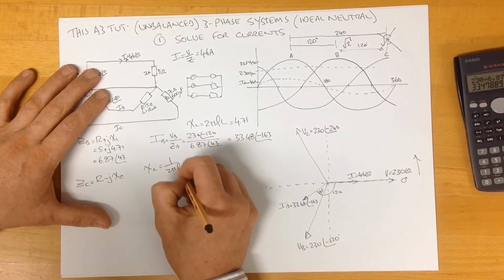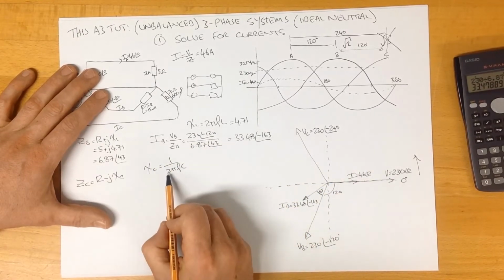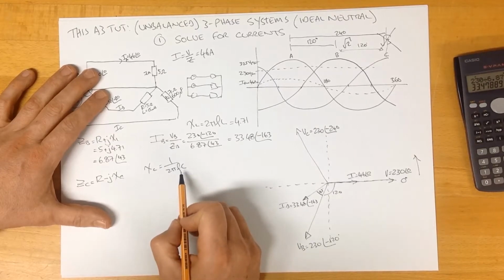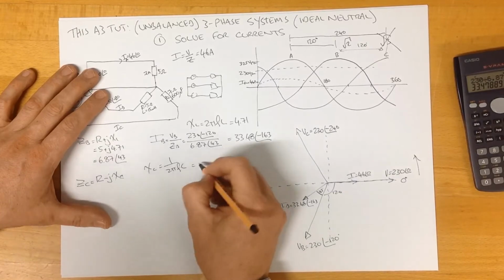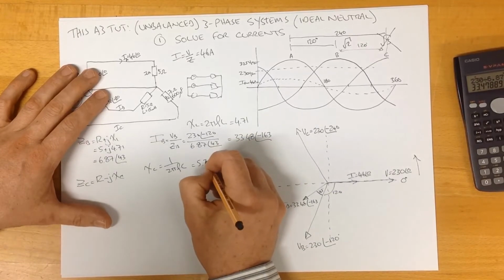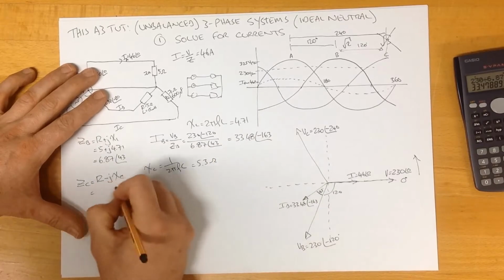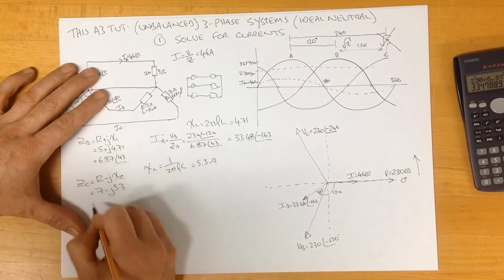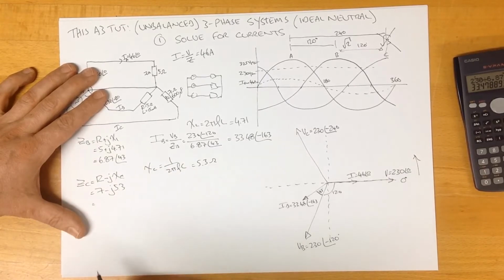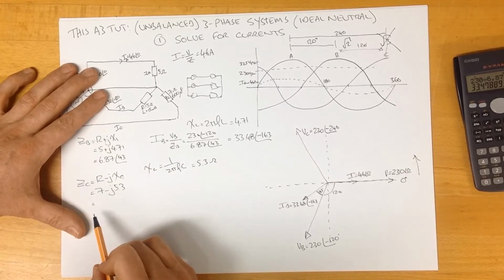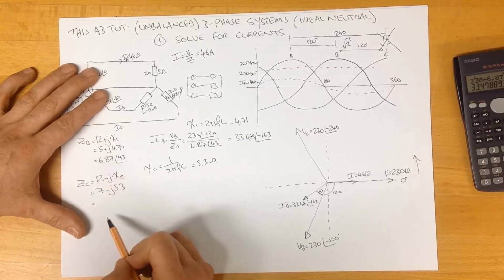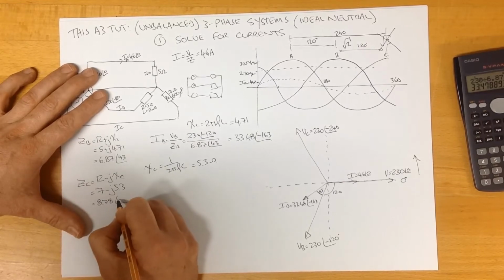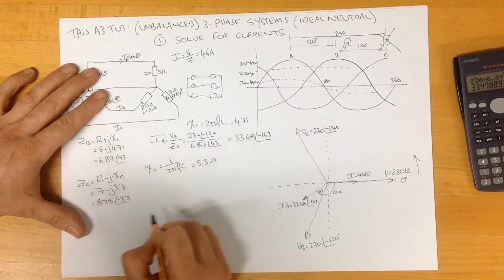1 over 2 pi FC, 2 times pi times frequency times 600 microfarads gives us an answer of 5.3 ohms. So 7 minus j5.3. We need to convert that to polar form using the same process we just did up here, and that gives us an answer of 8.78 at an angle of minus 37 degrees.